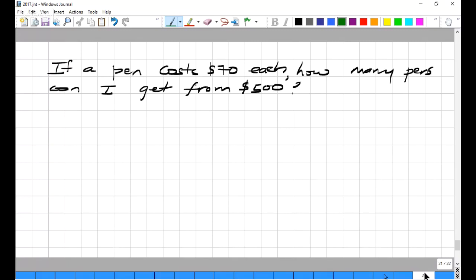Sir, division. Division. So what am I going to be dividing? 500 by 70. Okay. Sir, I think you'd get 7, but you would have a remainder. 7 point 1. What is 0.1 of a pencil? Sir, it's not 0.1, it's 7.14.